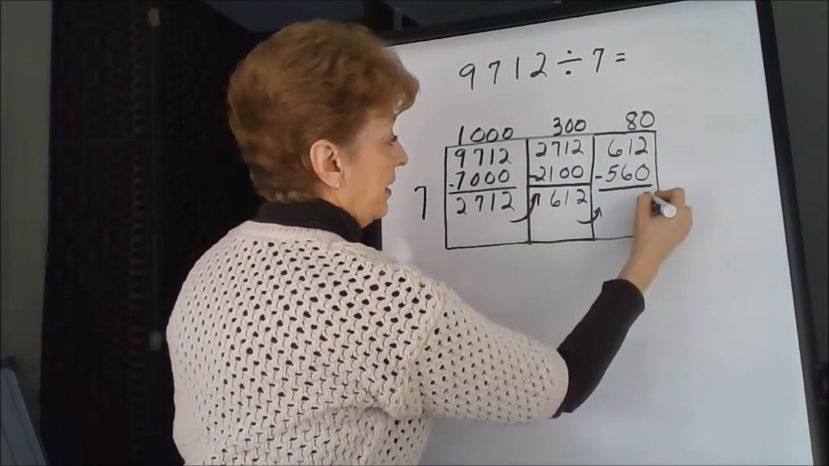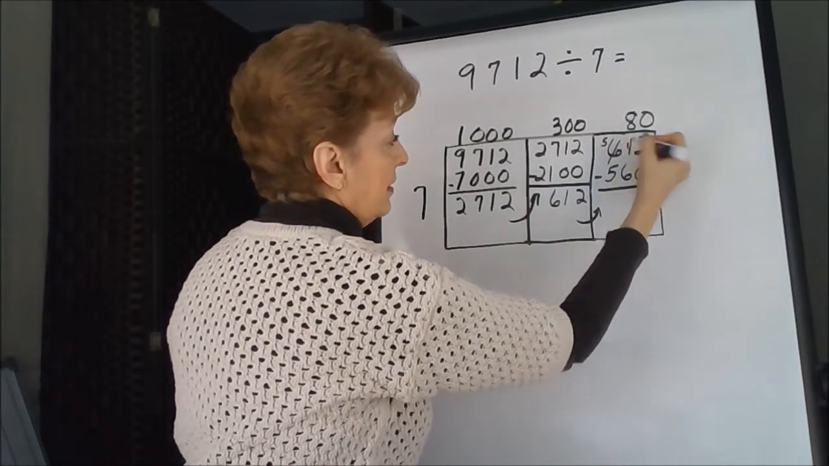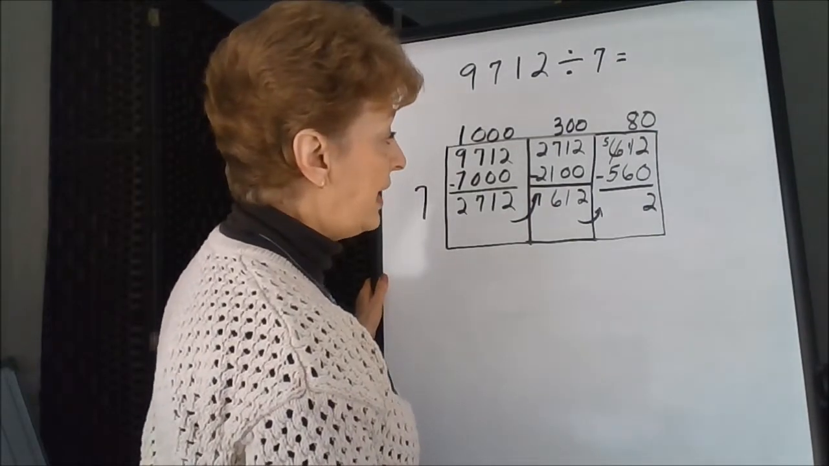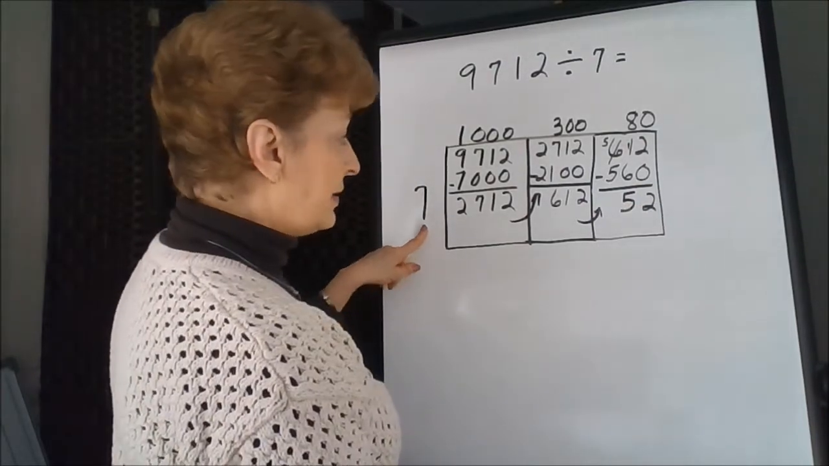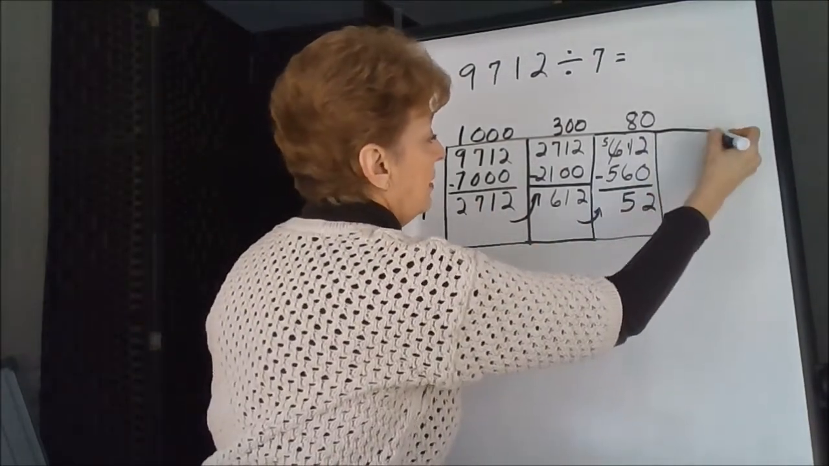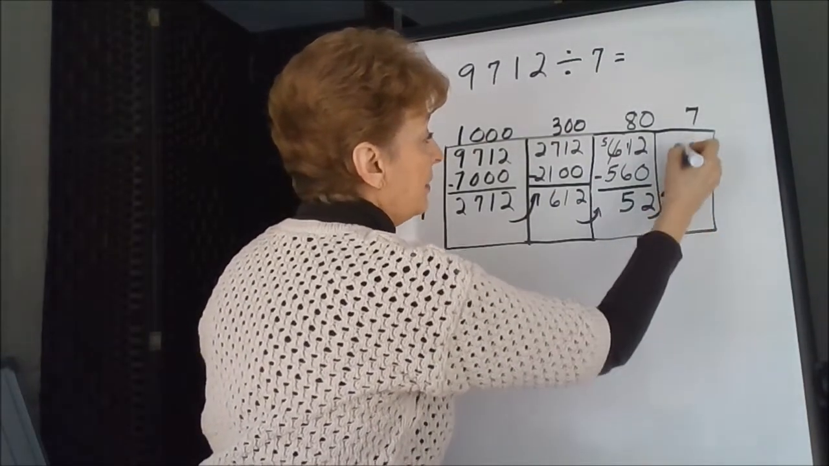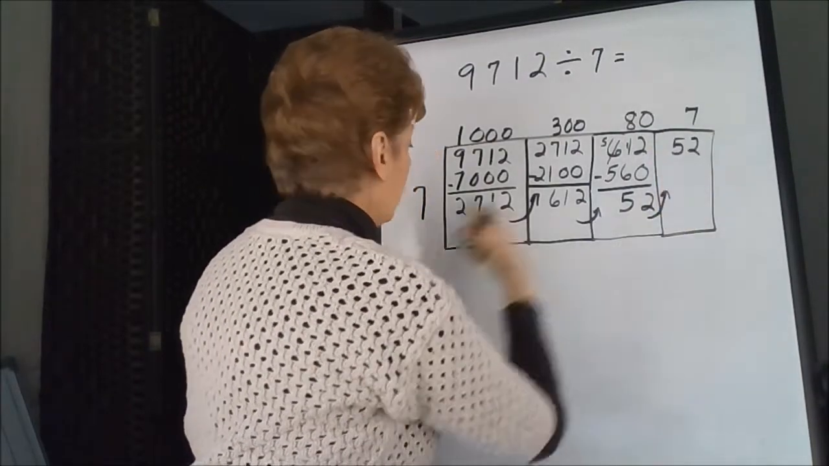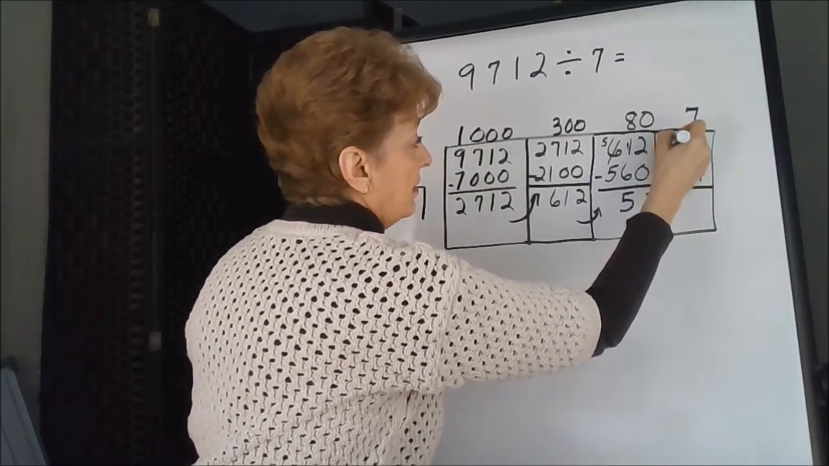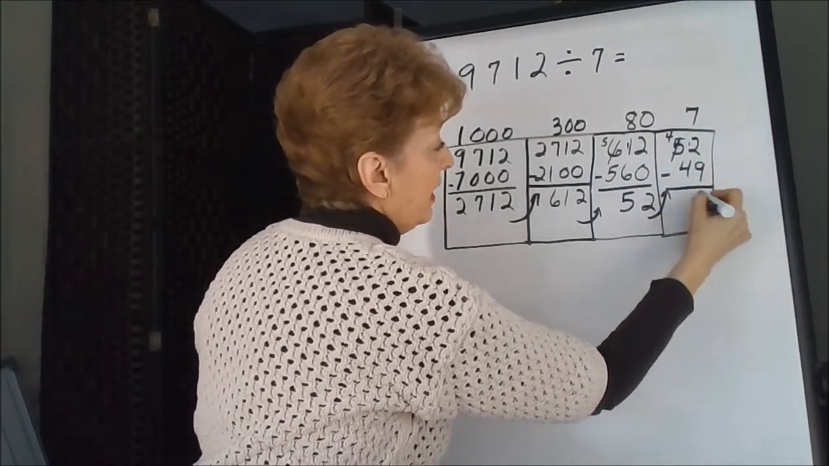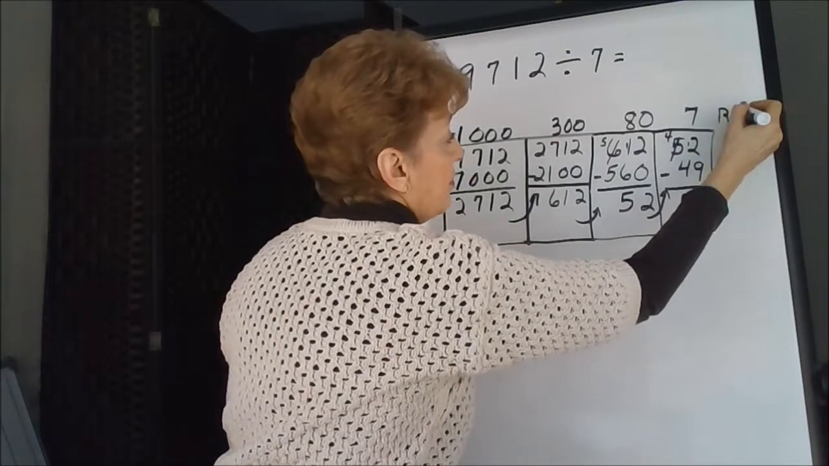Subtract. We're going to have 2. We'll have to borrow for this one because we'll regroup. 11 take away 6 is 5. 7 divides into 52. Well, 7 times 7 is 49, so this has to come up. 7 times 7 is 49. Subtract. 12 take away 9 is 3. 3 finally is smaller than the 7, so here's a remainder of 3.